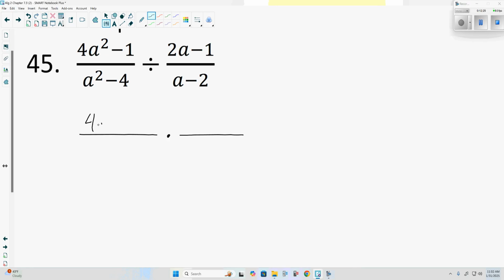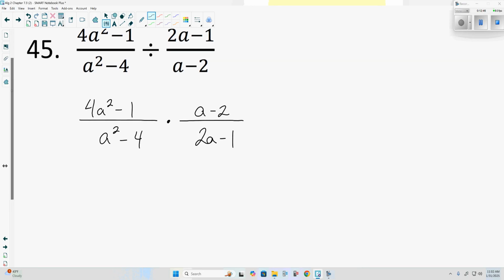Keep, change to multiplication and flip. So keep the 4a squared minus 1 over a squared minus 4. Change it from division to multiplication and flip the second one.